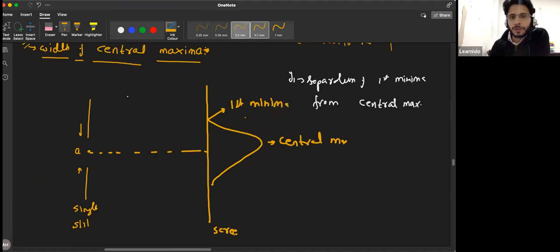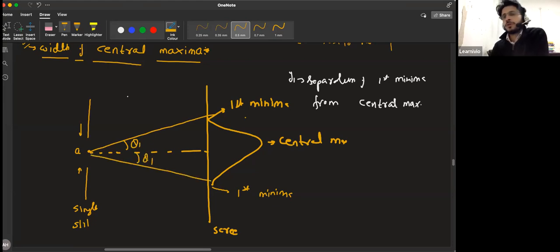And this is also first minima. This is also first minima. So this is the angular separation of first minima, which is theta 1. And this is the angular separation of another first minima, which is theta 1. So if you want to calculate the angular width of central maxima, that will be theta 1 plus theta 1, which is 2 theta 1.